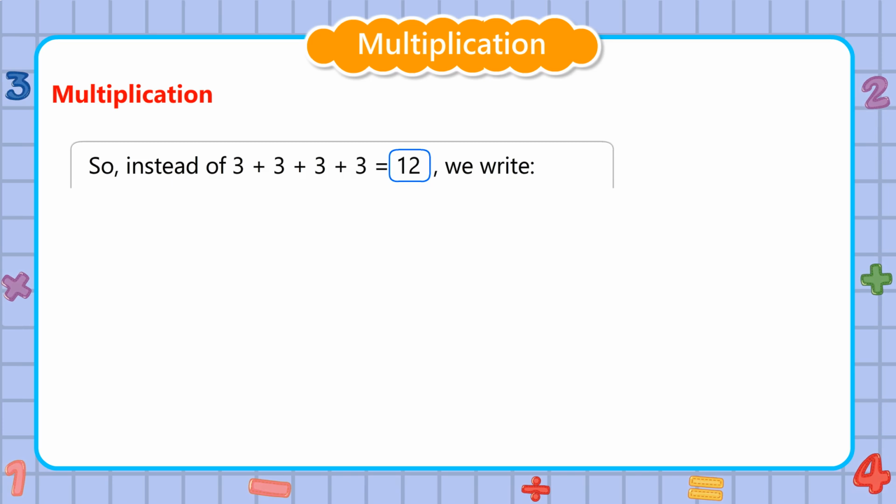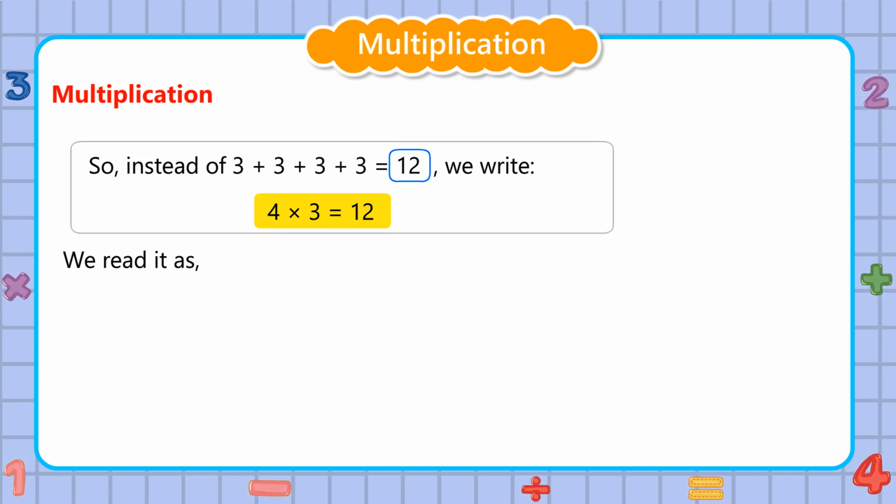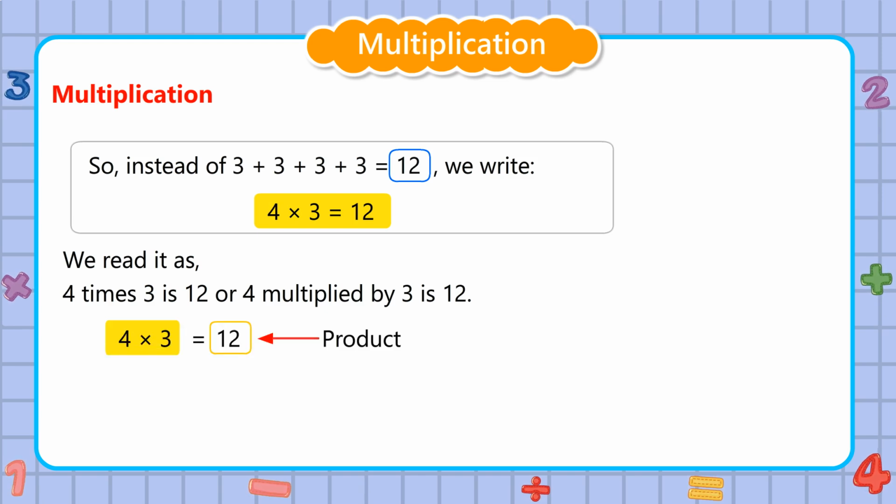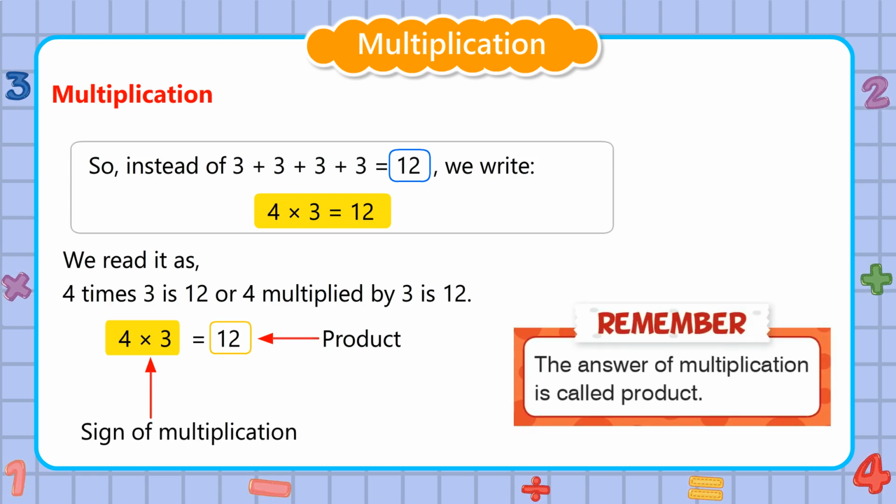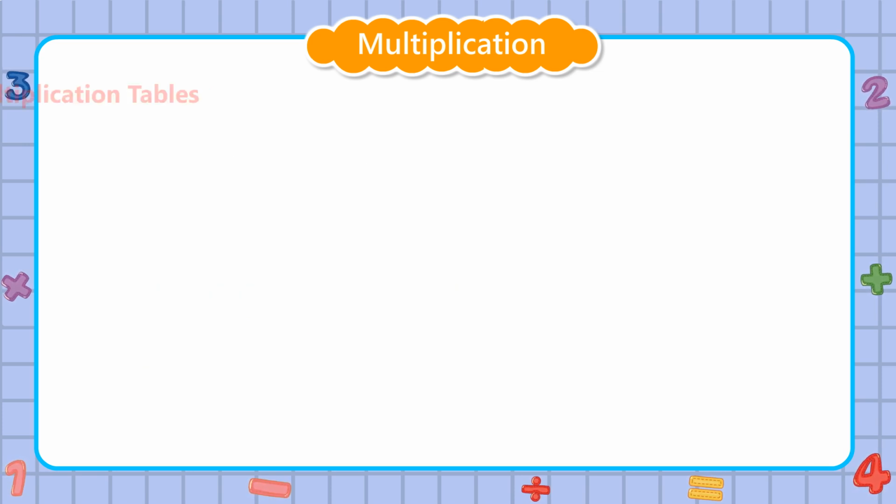So, instead of 3 plus 3 plus 3 plus 3 is equal to 12, we write 4 multiplied by 3 is equal to 12. We read it as 4 times 3 is 12 or 4 multiplied by 3 is 12. Here, 12 is the product and this is the sign of multiplication. Remember, the answer of multiplication is called product.